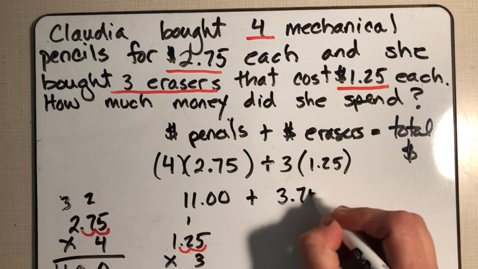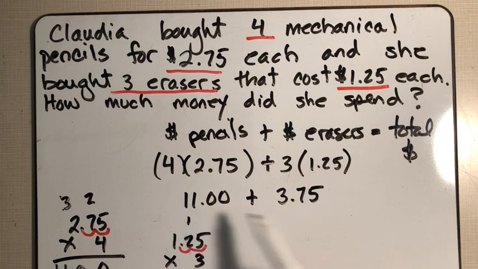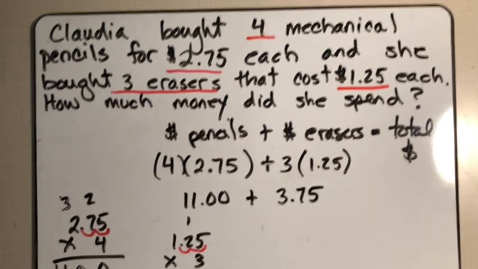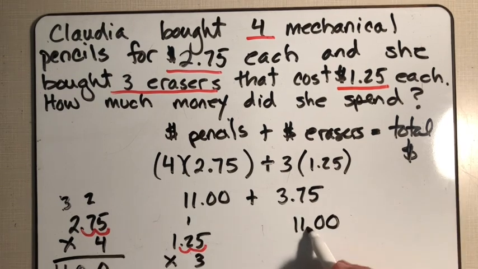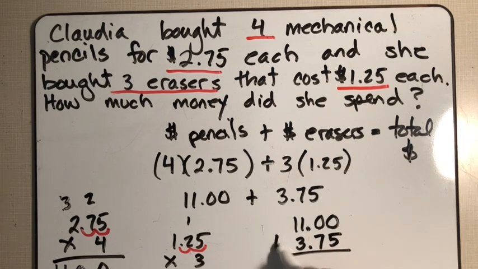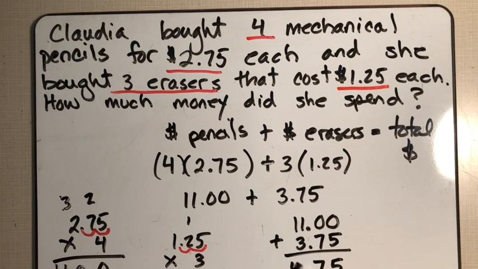So 3.75. So now that I know how much money she spent on pencils and how much money she spent on erasers, I'm ready to total it up. Now that I'm adding decimals, I have to be very careful to line up the decimal place. So I'm going to put the 3 here in the dollars column. I'm going to put the 7 where the dimes go, and I'm going to put the 5 in the pennies. And I'm going to add them up. 0 plus 5 is 5, 0 plus 7 is 7, 3 plus 1 is 4, 1 plus nothing is 1. So my total is $14.75.